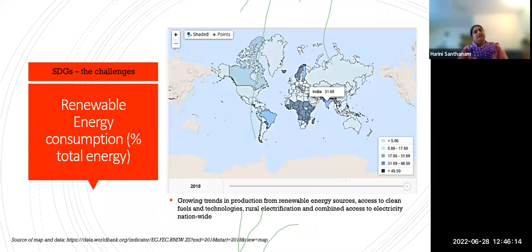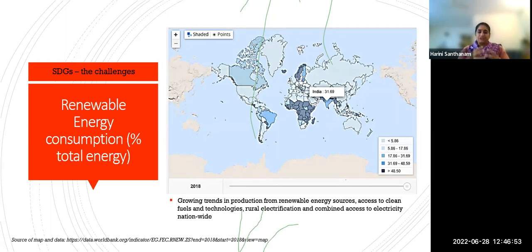Now moving on to the energy aspect. If you see here, the percentage of renewable energy consumption in India is close to 32%. Okay, so this signifies that there are growing trends in production from renewable energy sources. There is access to clean fuels and technologies. There is increased rural electrification, and there is combined access to electricity nationwide. So these four aspects, if you see: production of renewable energy, access to clean energy, rural electrification, and combined access to nationwide electricity sources.